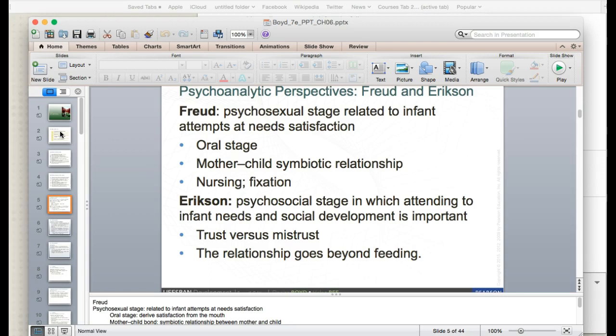Erikson, on the other hand, we spoke about him as well in the last slide, and how his psychosocial stages differ from Freud's, but these stages attend to the needs of the infant in terms of their social development. So, of course, he talked about trust versus mistrust, and the relationship goes beyond just the feeding and the fixation and things like that.